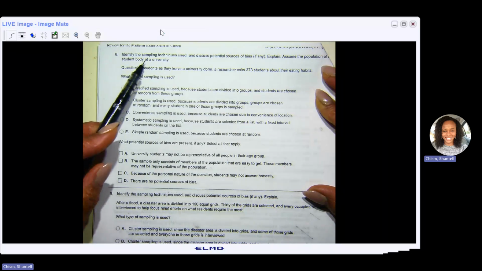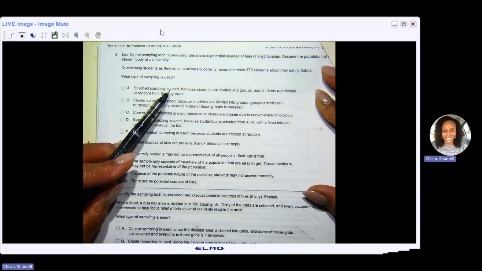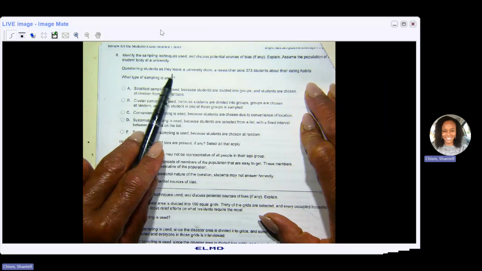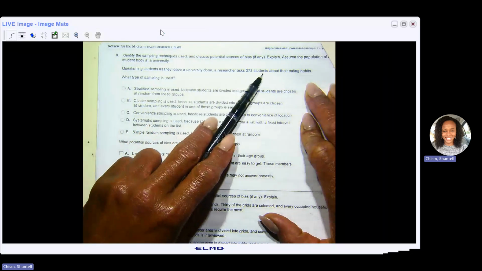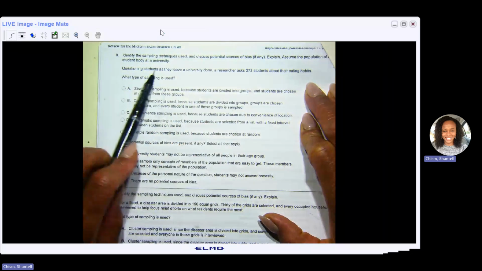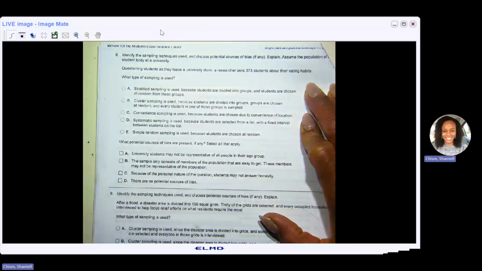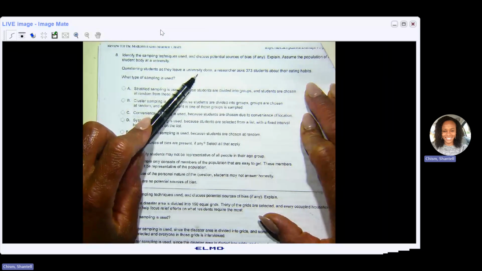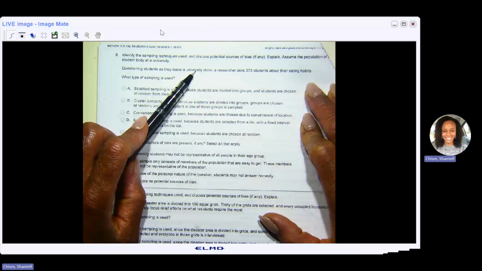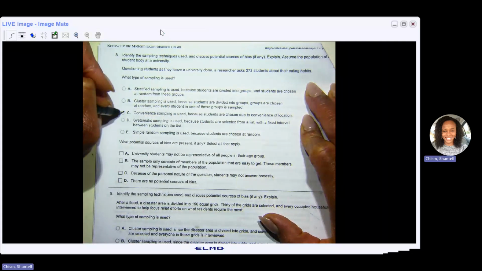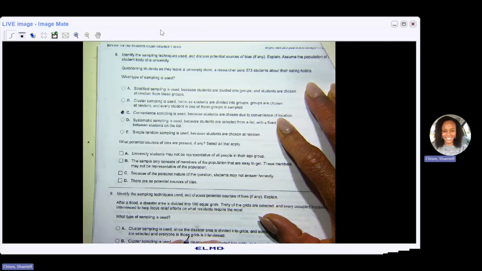Here it says identify the sampling technique used and discuss potential sources of bias. Questioning students as they leave a university dorm, a researcher asked 373 students about their eating habits. That is some convenience of location because he's only questioning those students who are leaving that dorm. Anybody that doesn't go to that dorm that day can't be polled. So this would be a convenience sample because students are chosen due to the convenience of location, okay?